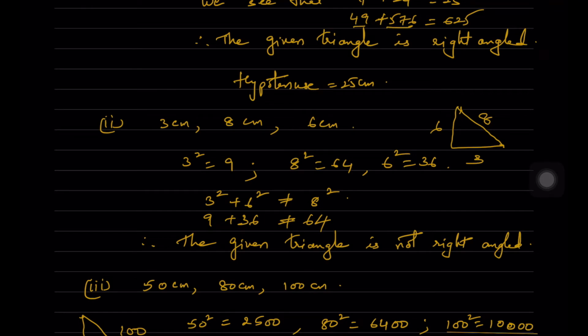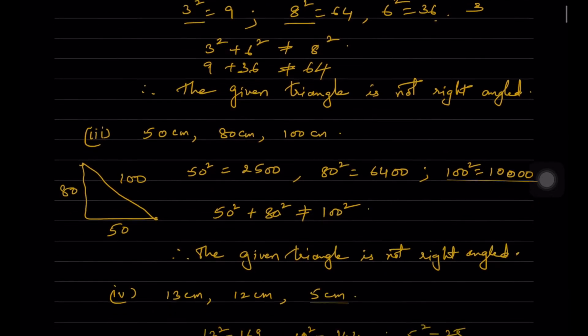Going to the second one, again we have to check whether it is a right angle triangle or not. The bigger side we take as 8, and the other two sides are 6 and 3. Here 3 square is 9, 8 square is 64 and 6 square is 36. Now we have to check whether the sum of squares of the two shorter sides, 3 square plus 6 square, is equal to 8 square or not. But here we can see that 9 plus 36 is not equal to 64. Therefore the given triangle is not a right angle triangle.